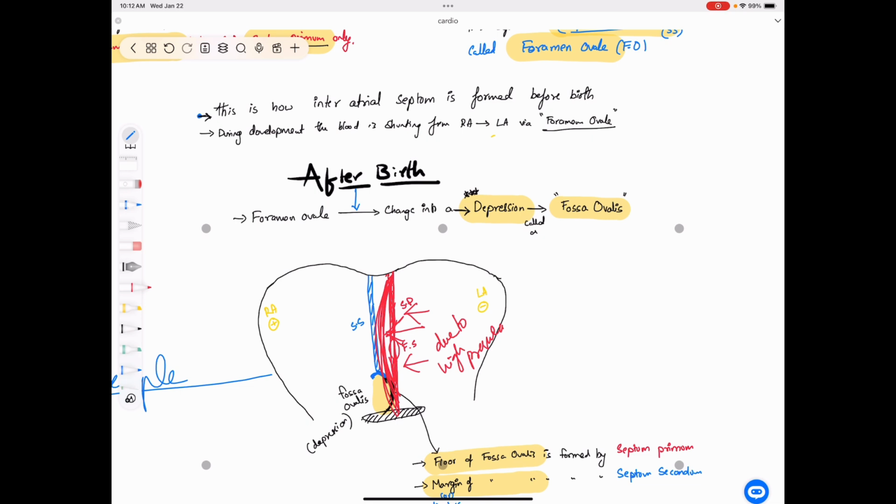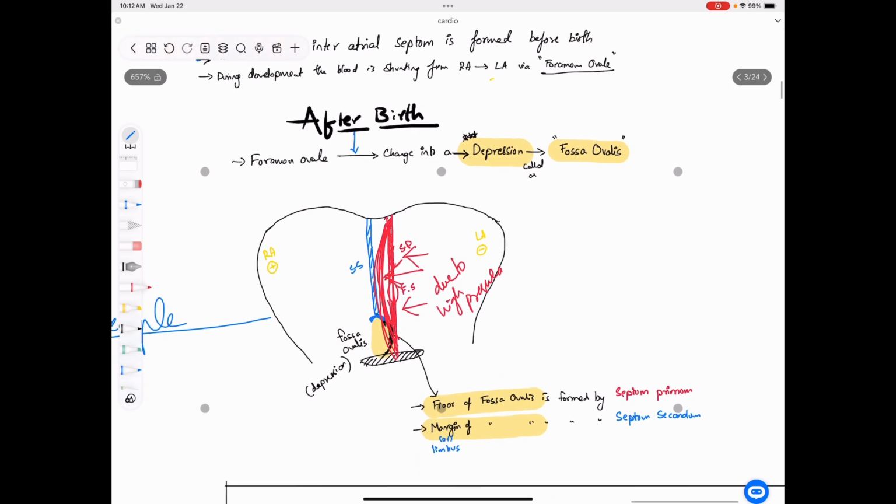So over time, the two septa fuse completely. So over time, what will happen? This septum and this septum, where is blue? Yeah, this septum and this septum fuse completely to form fossa ovalis. After these two fuse completely, it forms the fossa ovalis. This is fossa ovalis.